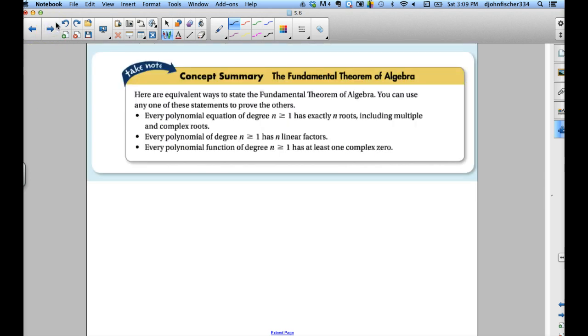Here are the equivalent ways to say the fundamental theorem of algebra. You can use any of these statements to prove the others. Every polynomial equation of degree n greater than or equal to 1 has exactly n roots, including multiple and complex. Every polynomial of degree n has n linear factors, and every polynomial function of degree n greater than or equal to 1 has at least one complex zero.